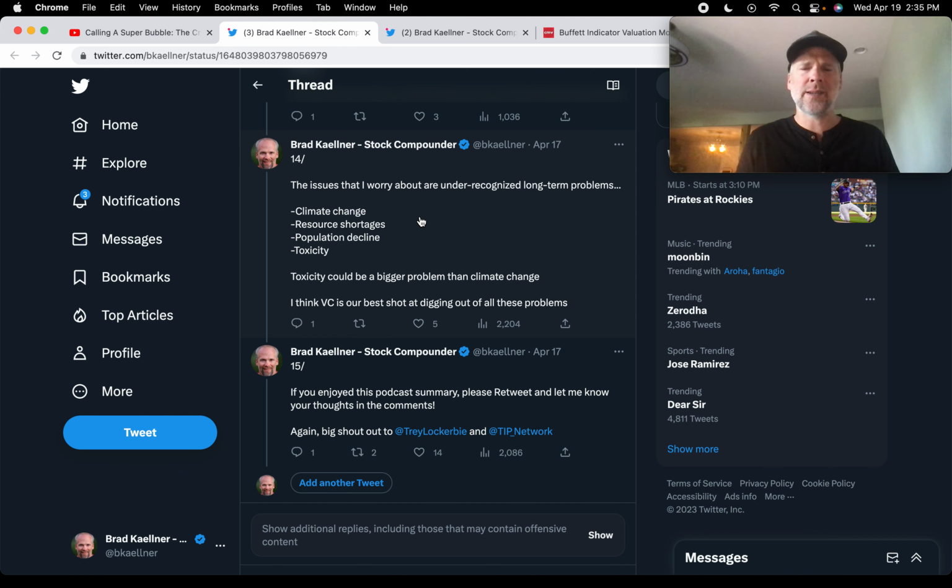Just level of toxins in the environment. He says toxicity could be a bigger problem than climate change. And he points to toxicity as a big cause of decline in fertility, which is affecting this population decline. So, there's a lot of kind of overlap between these. But I was surprised he pointed out toxicity as potentially being a bigger problem than climate change.